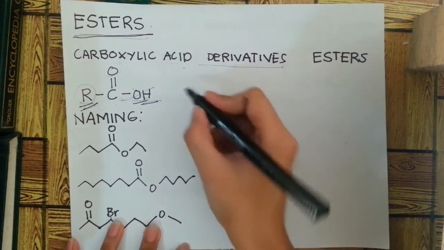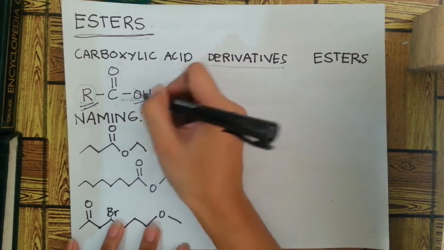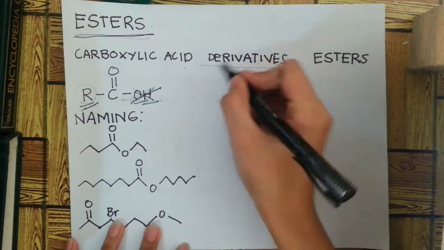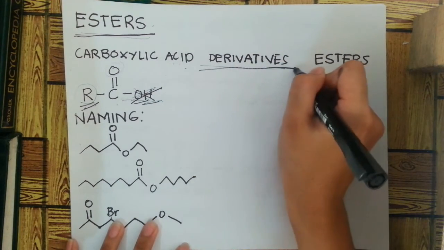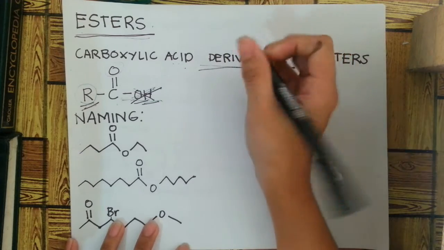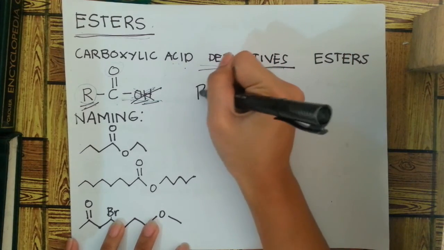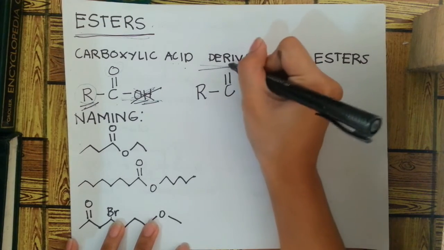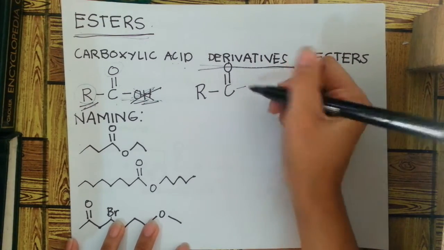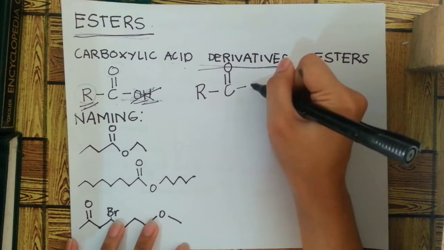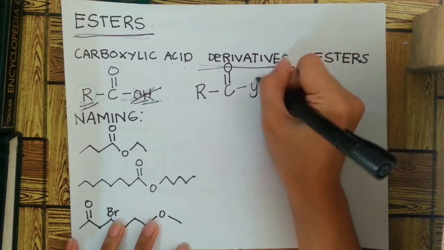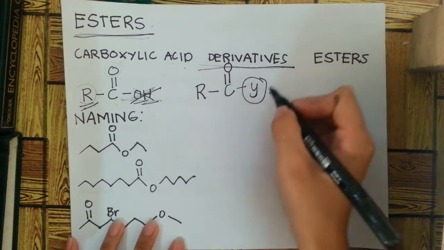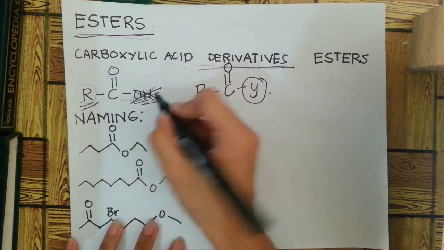But what happens when we take OH out of that carboxyl group? That's where we will create the so-called derivatives. So let me just write that up. That would be R connected to C, double bonded with an oxygen, and some of the resources usually use Y to indicate the new functional group that has replaced OH.